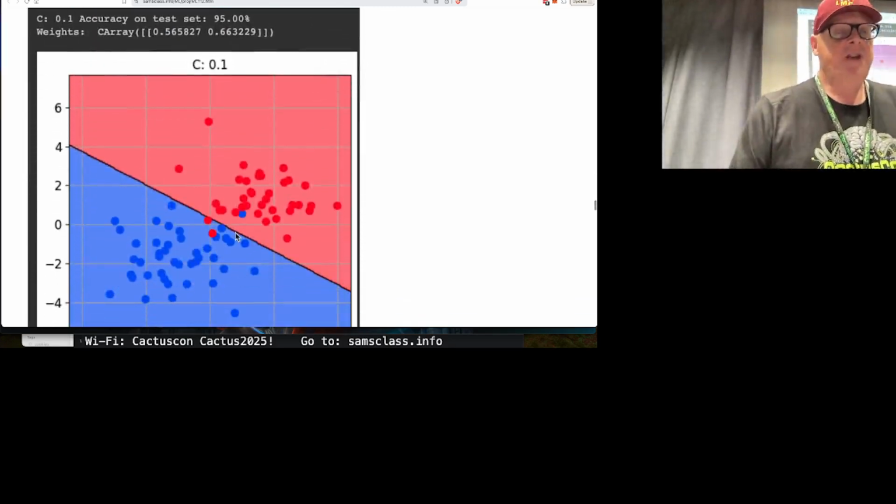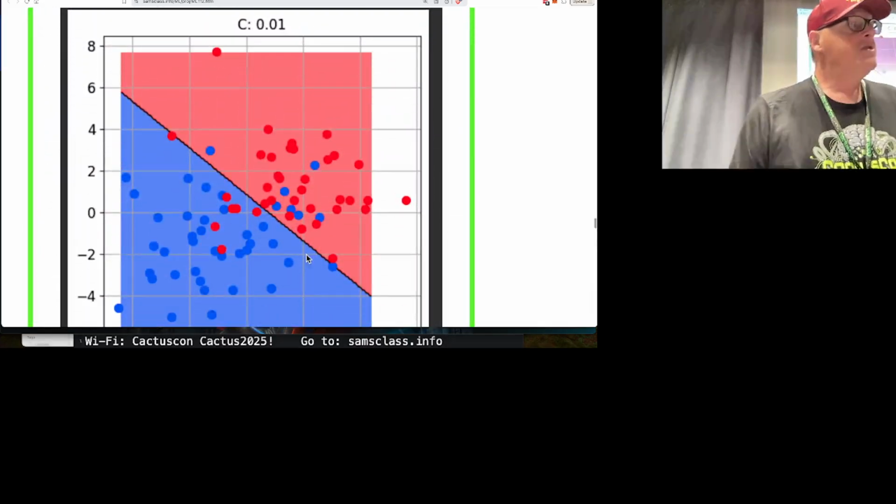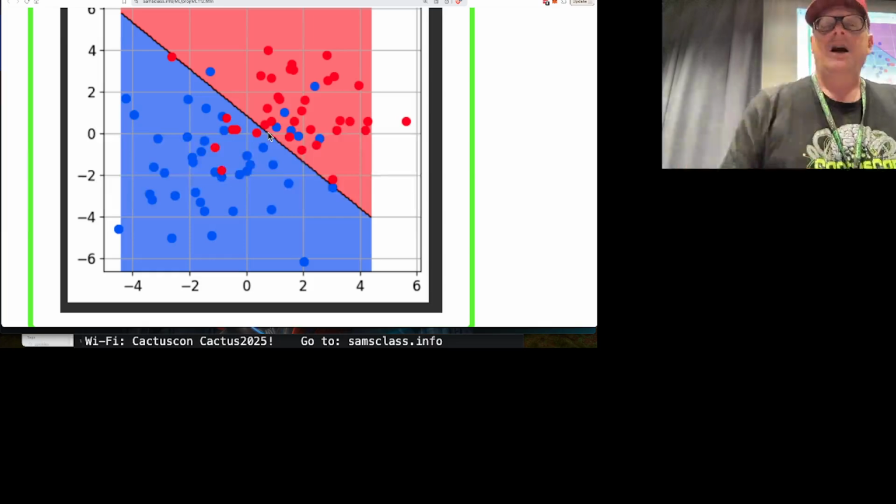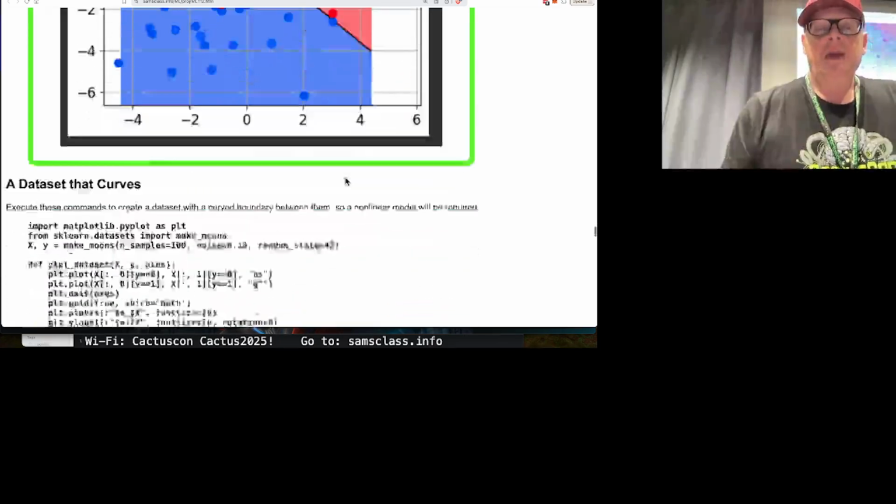The 0.1, it's getting pretty good. 0.01, it's still pretty good. So there's a region where the regularization parameter does what I want. It still does a good fit to the data, but it makes it smooth.